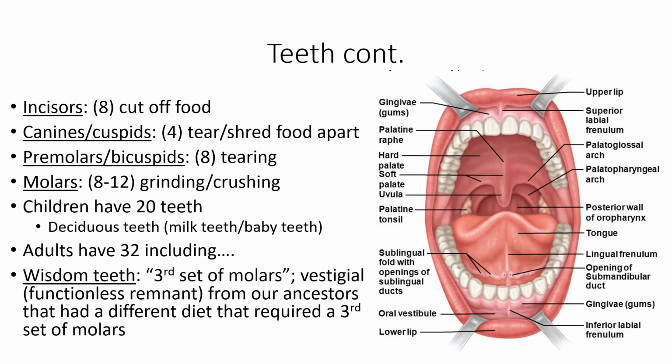There are different types of teeth, and I do want you to know them all. The first is going to be the incisors. There are 8 of them, 4 on top and 4 on bottom. So these are going to be your first 8 teeth at the very front of your mouth.